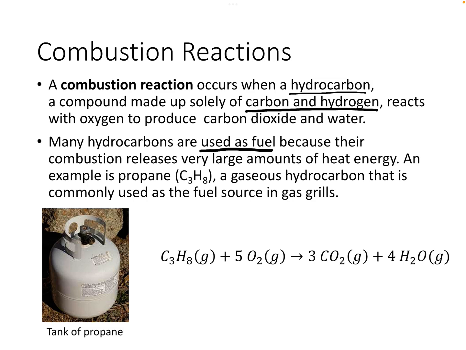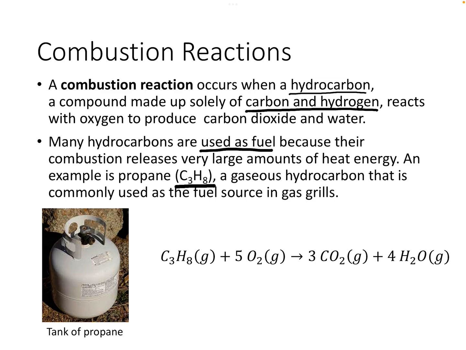As an example, propane, which contains 3 carbons and 8 hydrogens, is commonly used as a fuel source in gas grills. So, summer's coming up, and if you have a grill at home, you might need tanks of propane to keep it going. And again, we use propane because it can react with oxygen and produce large amounts of energy, along with the products we talked about, carbon dioxide and water.